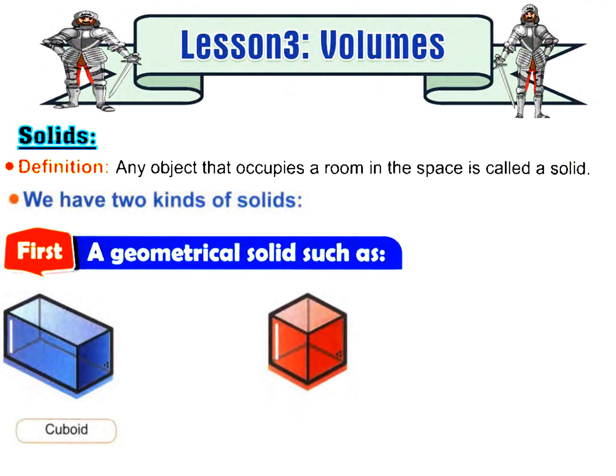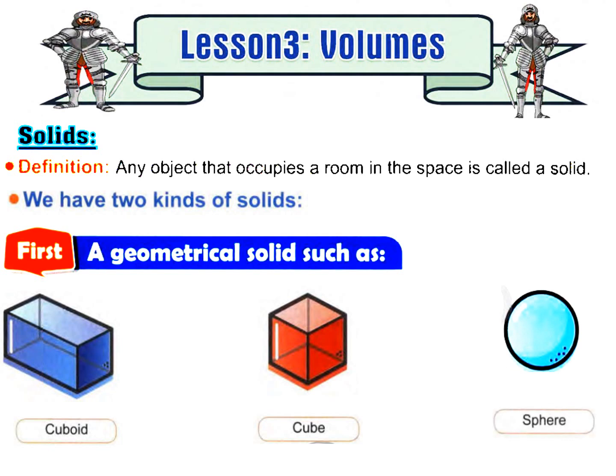Second figure: all sides equal, all faces are equal in area and all faces are congruent. This is called a cube. The third figure is called a sphere. Cuboid, cube, and sphere are called geometrical solids.